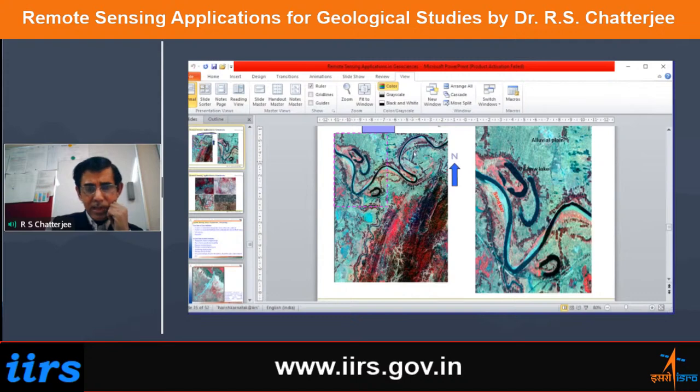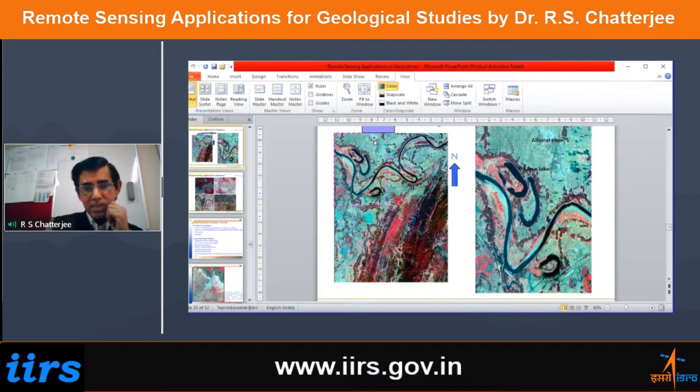You see the drainage. This drainage in the north is the Barak river, and you can see the oxbow lakes here, isn't it? There are some natural levees. There are sandbars, and here there are some paleo natural levees. This is the alluvial plain.